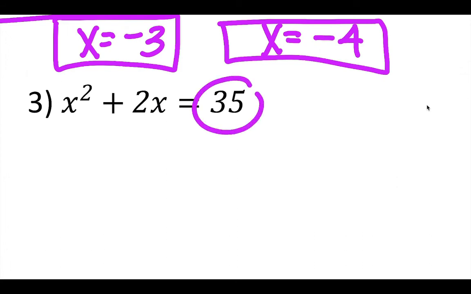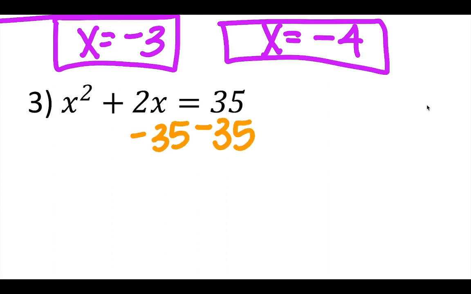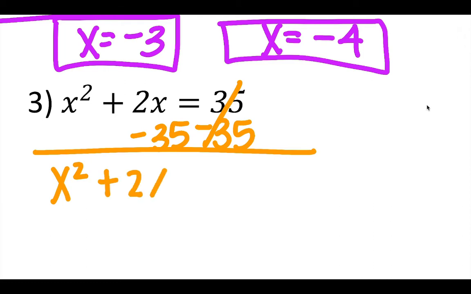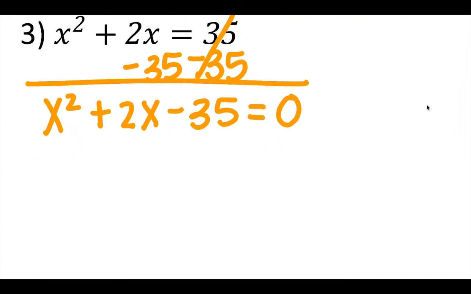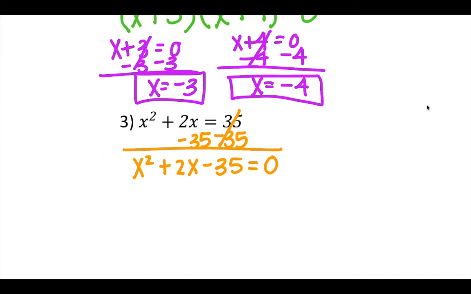So like this 35 has to get moved over first. So if it's a positive 35, I'm going to subtract 35 from both sides. So when I do that, I'm left with x squared plus 2x minus 35. Now there's nothing over there, so now it equals 0 because there's nothing there. Then I can move on to doing my x puzzles.